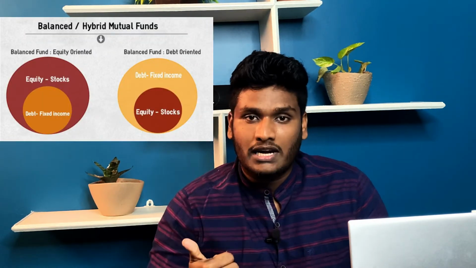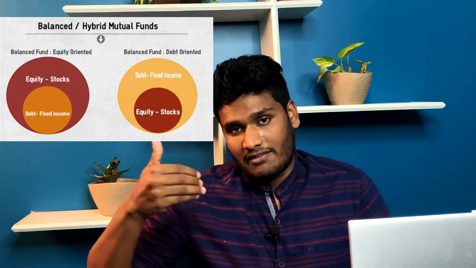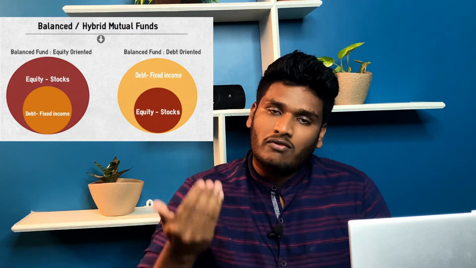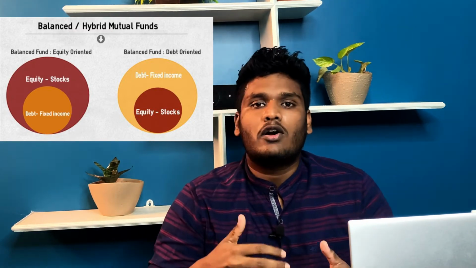In this picture, you can see there is something called an equity oriented mutual fund and a debt oriented mutual fund. In an equity oriented mutual fund, the majority of the fund is invested in equity and the minority in debt funds. Whereas in debt oriented mutual funds, the majority is invested in debt funds and the minority in equity funds. This is what we call a hybrid fund, and the commissions are really high for hybrid funds.